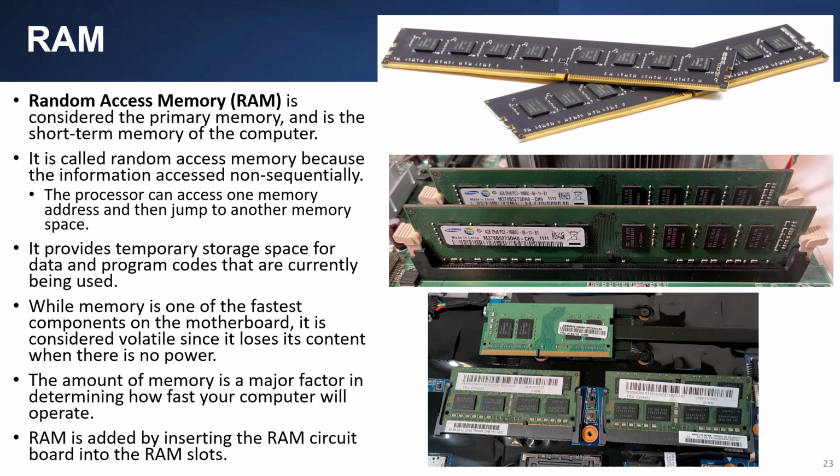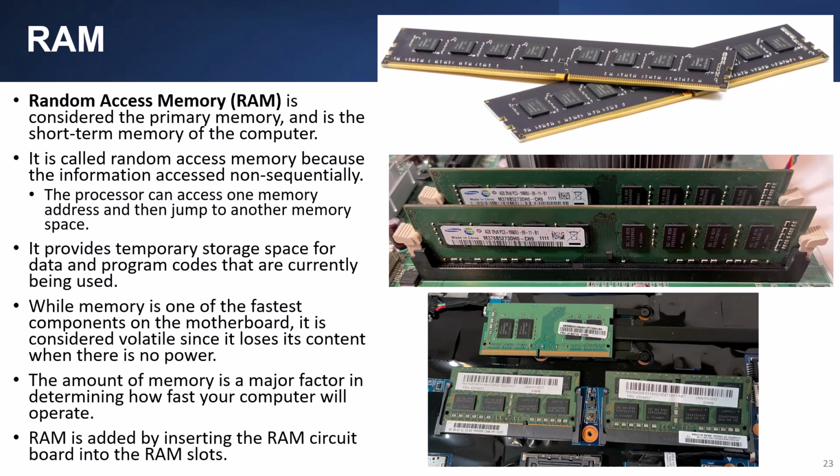Random access memory, or RAM, is considered the primary memory and is the short-term memory of the computer. It is called random access memory because the information can be accessed non-sequentially. The processor can access one memory address and then jump to another memory space. It provides temporary storage space for data and program codes that are currently being used. While memory is one of the fastest components on the motherboard, it is considered volatile since it loses its content when there is no power.